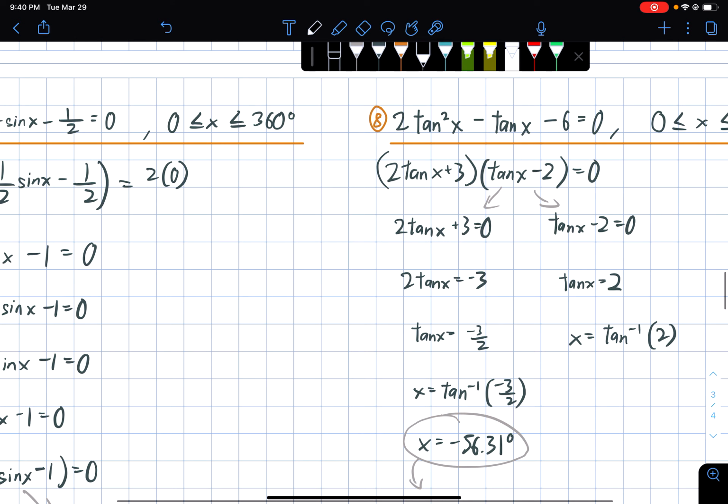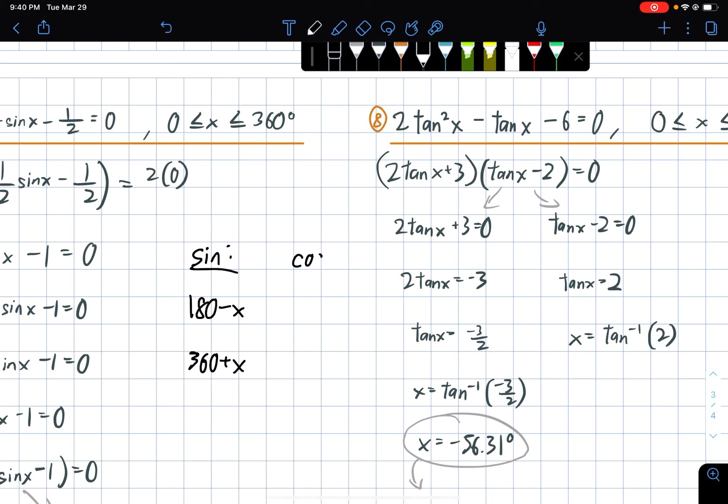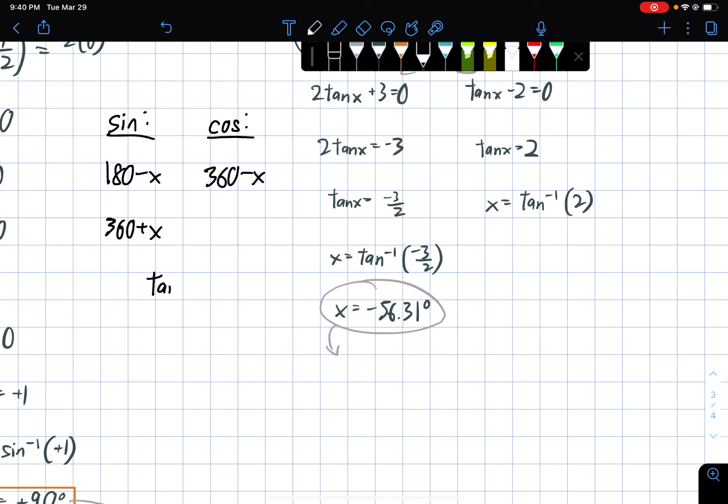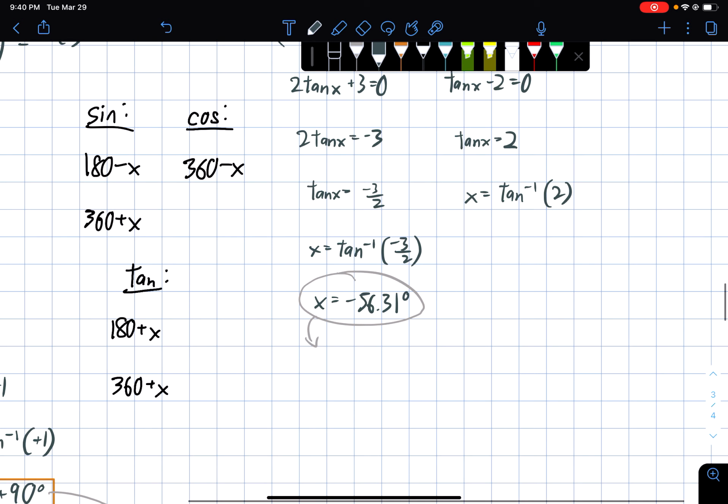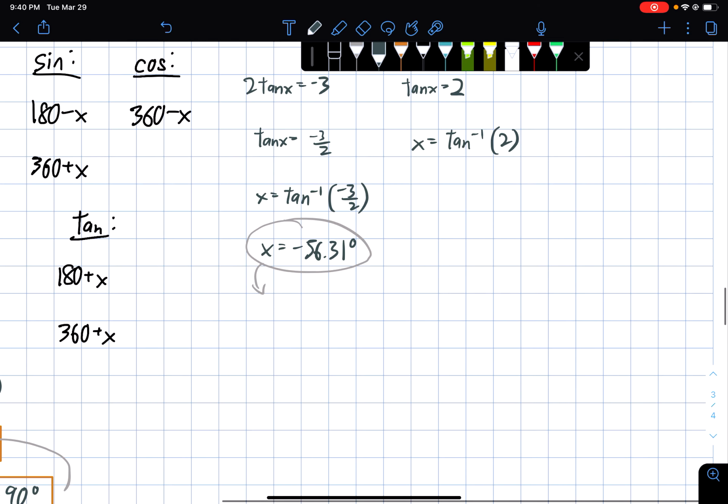So provided that sine has rules about 180 minus x and 360 plus x, while cos has 360 minus x, for tangent the rule is 180 plus x and 360 plus x. So it's similar to what we have for sine, but the difference is it's 180 plus x. So provided that we can have a maximum of 3 solutions, it's possible, but not all the time.